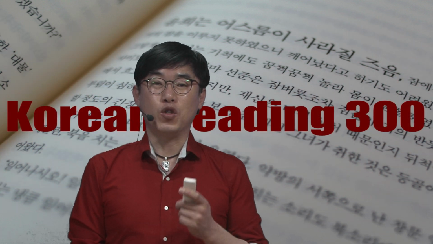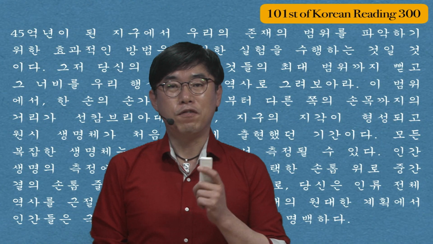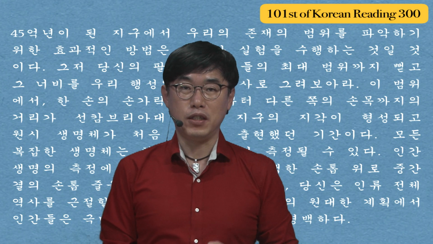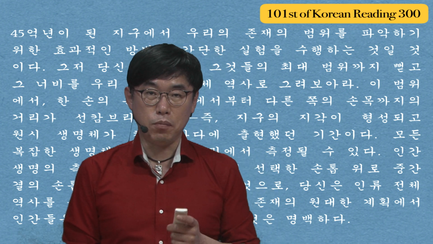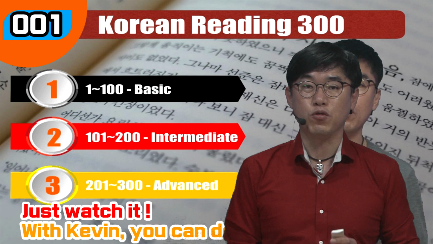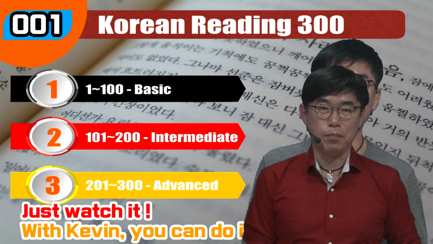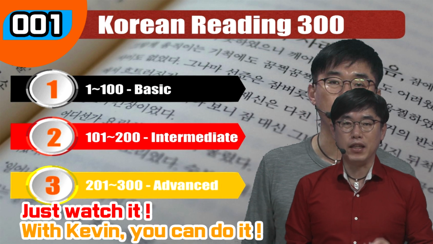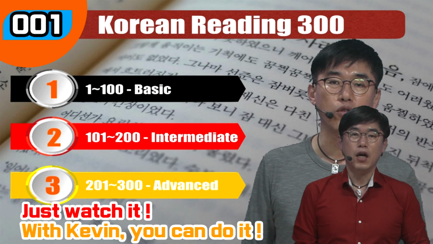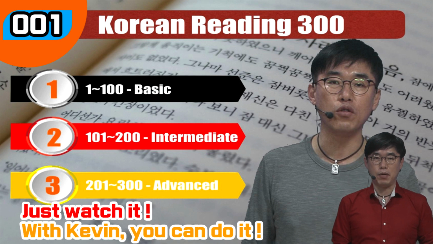Hi everyone, this is the 101st lecture of Korean Reading 300. The first lecture of intermediate course. The paragraphs of the intermediate section, which is composed of 101 to 200, have rather long sentences, so they seem to be kind of tricky, but don't worry, I will explain them in great detail. All right, let's start with the first sentence of the 101st paragraph.